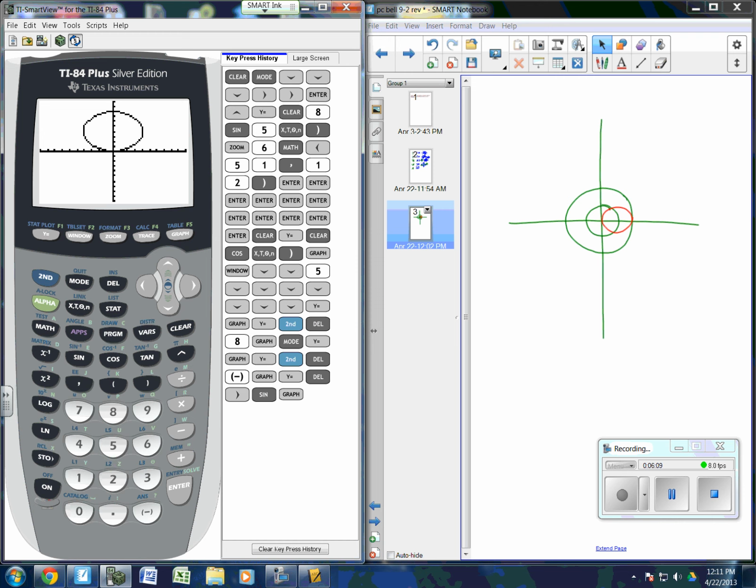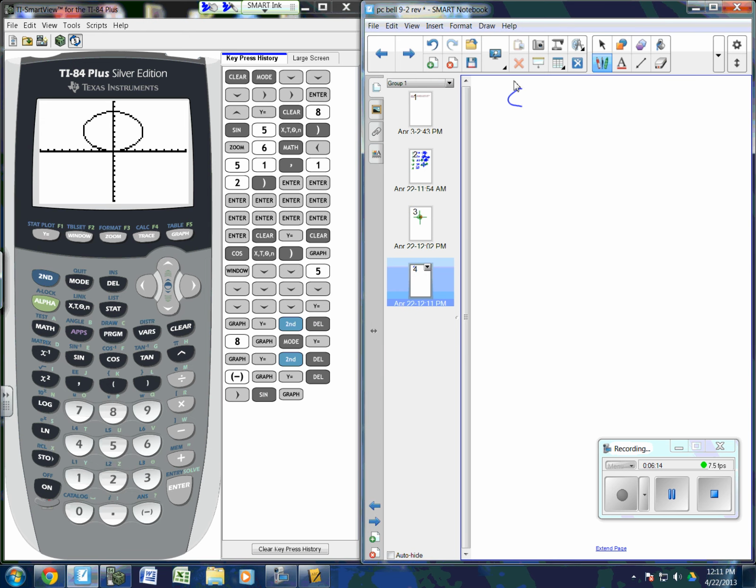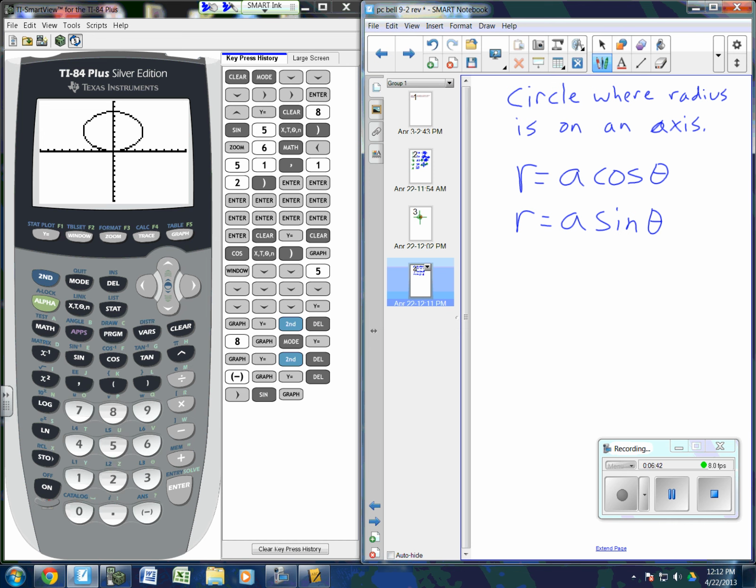Okay, that's how you graph a circle. I would suggest writing this down. Circle where the radius is on an axis. I would write something like r equals a cosine of theta, or r equals a sine of theta.